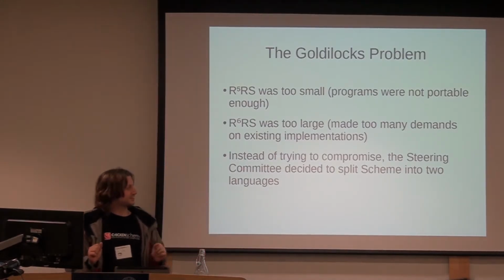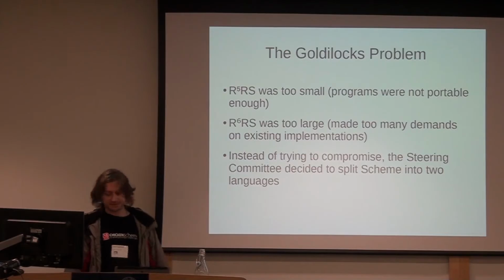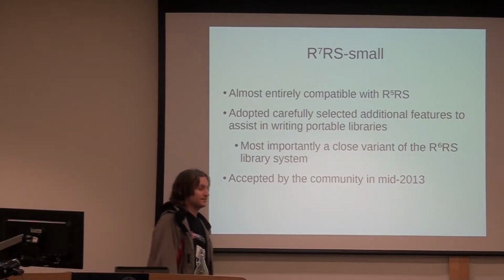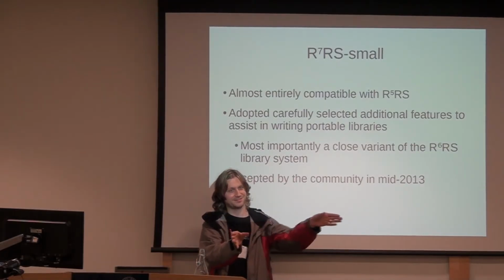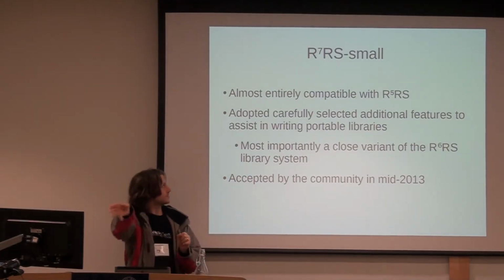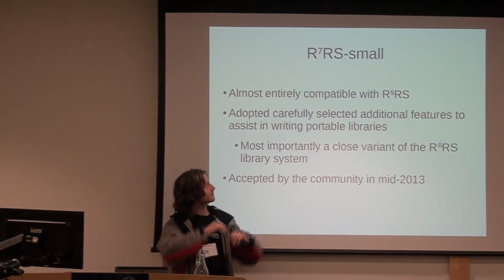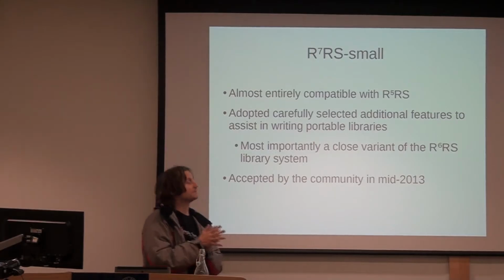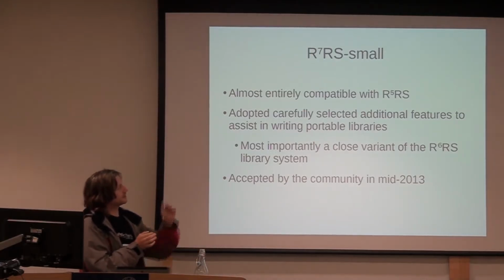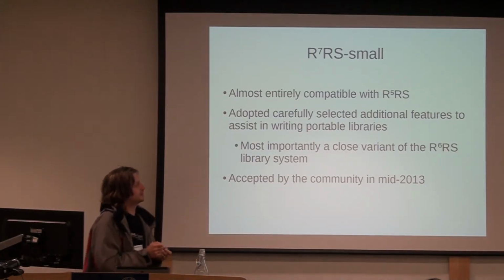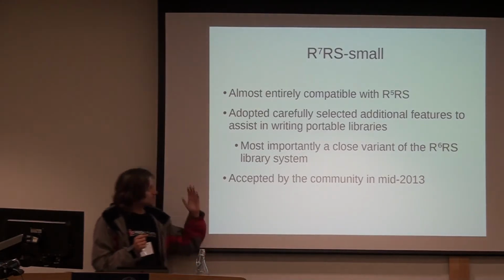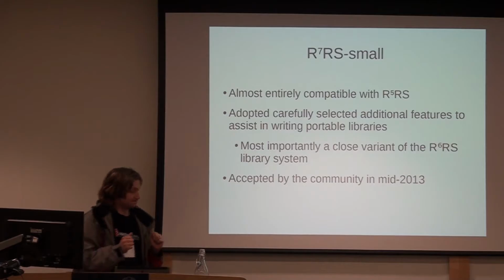Well, instead of trying to do that, the steering committee decided to split Scheme into two languages. Now that sounds pretty scary. It's not as scary as that. It's not like a sideways split, like, here's C and here's Scheme. It's sort of a horizontal split into layers. So the bottom layer is R7RS small, much closer to R5RS in how it feels, almost entirely compatible with R5RS, but with added, carefully selected additional features, things we needed. Portable libraries was the main focus there.